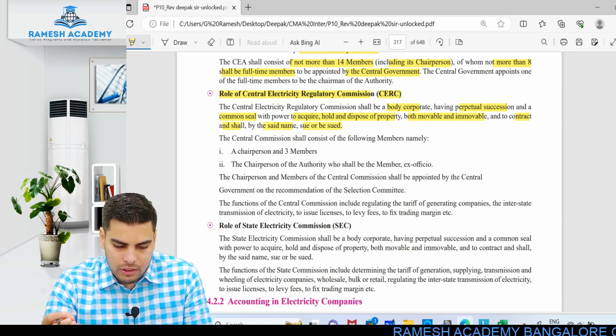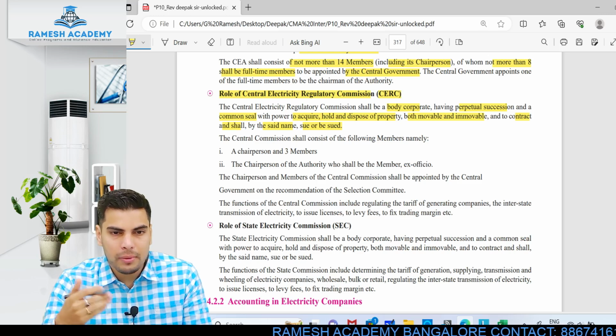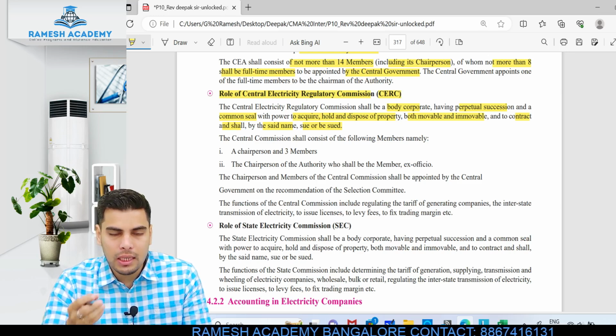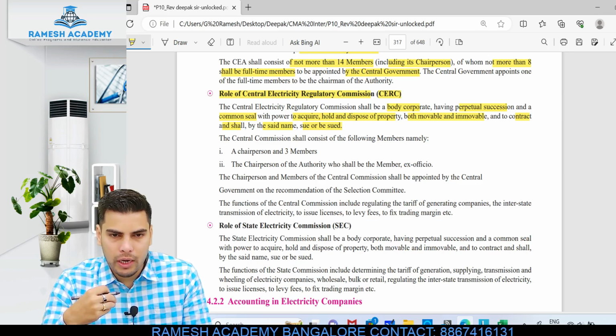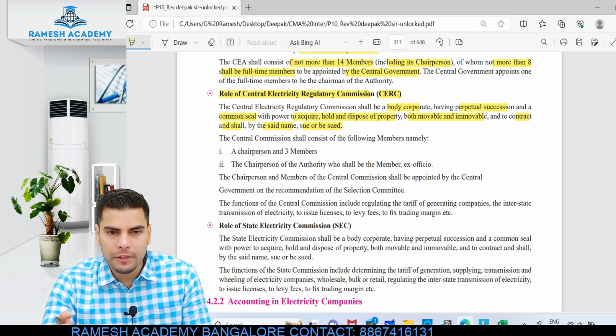So all the features, if you see, are similar to a company. It is a body corporate. Once it is registered or incorporated, it will have its own name. It will have perpetual succession and a common seal. It can buy property in its own name. It can sue somebody or get sued. So these are all the features of a company.